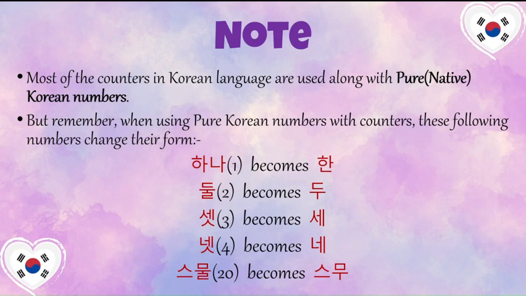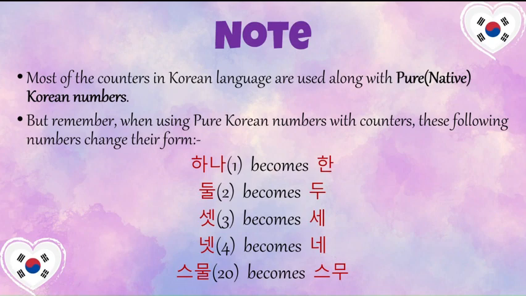When you are using the pure Korean numbers, these following 5 numbers change their form. Hana, which means 1, becomes Han. Thul, which means 2, becomes Thu. Set, which means 3, becomes Se. Net, which means 4, becomes Ne. And Sumul, which is 20, becomes Sumu. So remember these 5 numbers change their form whenever they are used with a counter.